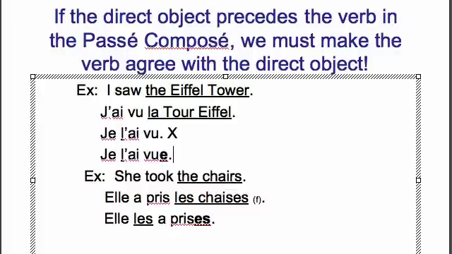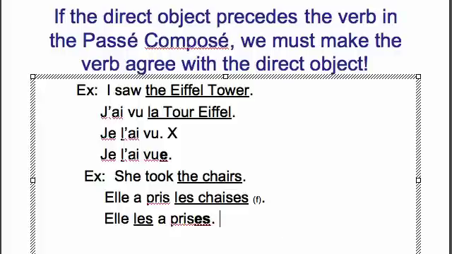Okay. Next example. She took the chairs. What did she take? The chairs. There's your direct object. Elle a pris les chaises. Okay, les chaises, I told you it was féminin. It's also pluriel. Let's replace les chaises with just a direct object pronoun. It becomes les. It goes before the verb. Elle les a prises. We had to add an es because chaise is féminin and pluriel. Okay, so the object precedes the verb. We have to make it agree in the Passé Composé with a direct object, which answers the question who or what is receiving the action of the verb. Okay, with me so far?